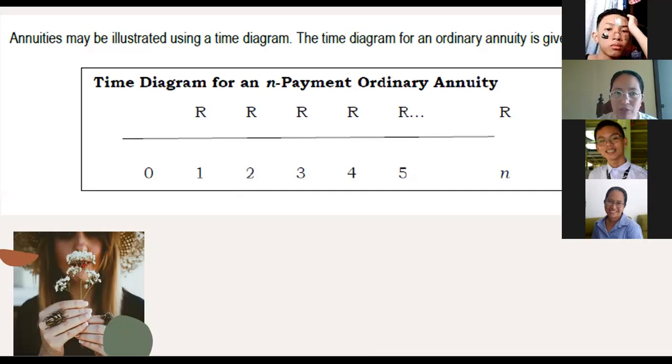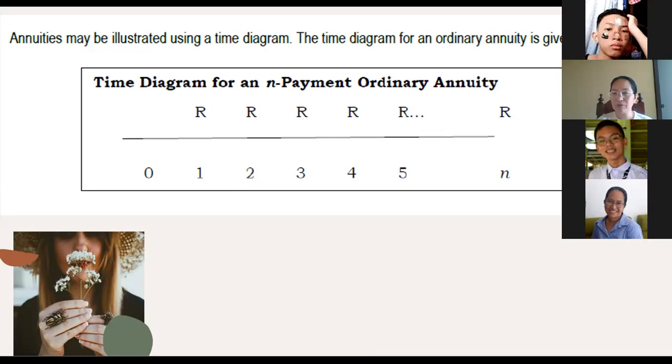Okay. So ito po yung illustration natin ng time diagram kapag pinag-uusapan natin ng ordinary annuity. Okay? Diba sa ordinary simple interest natin, kapag sinabing ordinary, it's for 360 days, sorry. Tama na.